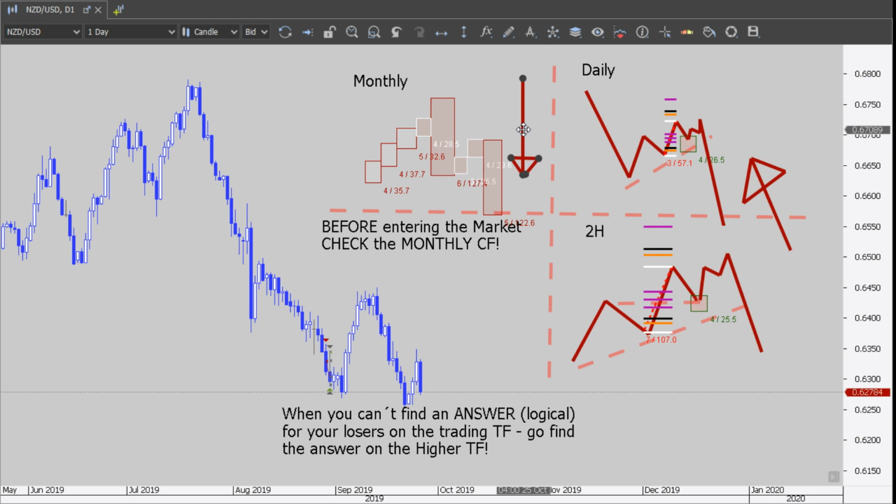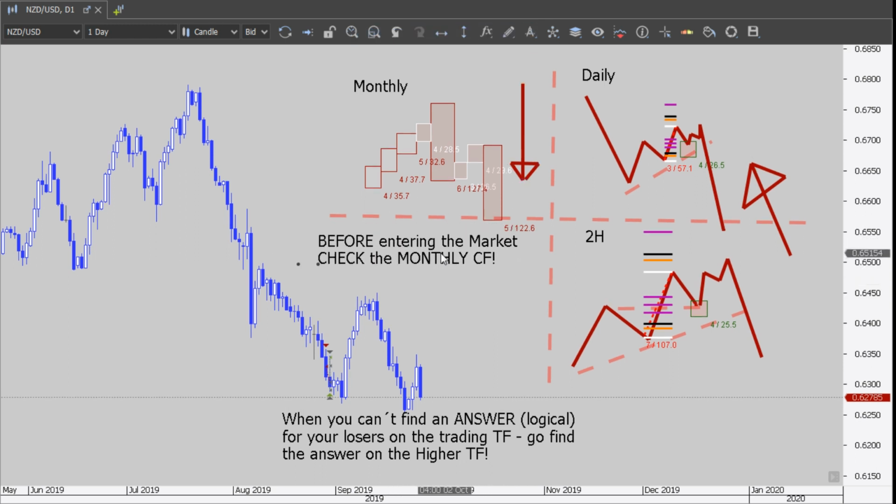The monthly controls the weekly, daily, 2 hours, 1 hour, 15 minutes. The weekly controls the daily, 2 hour, 1 hour, 4 hour, 15 minutes. The daily controls the 4 hour, 2 hour, 8 hour, the 15 minutes. And finally, the 4 hour chart, the 2 hour chart, the 1 hour chart controls the 15-minute chart, the 30-minute chart, and the 5-minute chart. Okay? So this is the lesson today. Before entering the market, check the monthly candlestick formation.